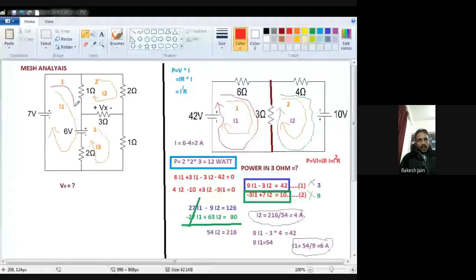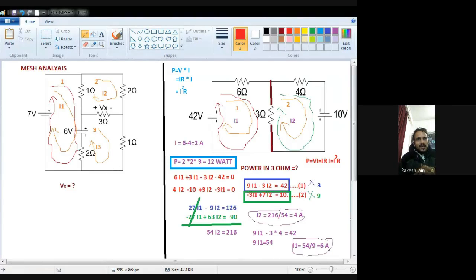Then the battery comes, first with the positive sign, so I use plus 6 here. Then a 2 ohm resistance is there, my current is I1, so I write plus 2 I1, but another current I3 also passes through this 2 ohm resistance in the opposite direction, so I write minus 2 I3. Then I come here and the battery's minus sign comes first, so I write minus 7. Okay, so can I write down the equation for the first mesh?